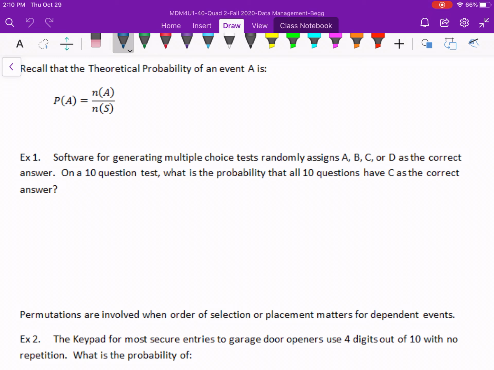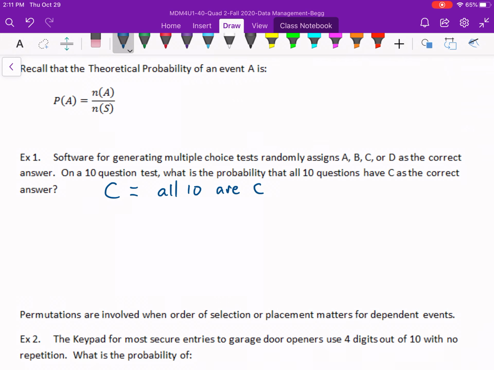Software for generating multiple choice tests randomly assigns A, B, C, or D as the correct answer. On a 10-question test, what's the probability that all 10 questions have C as the correct answer? Okay, so let's let event C be that all 10 questions are C. In other words, I'm choosing C as my event, and we're going to measure the probability that all 10 of the questions end up having C as the correct answer.